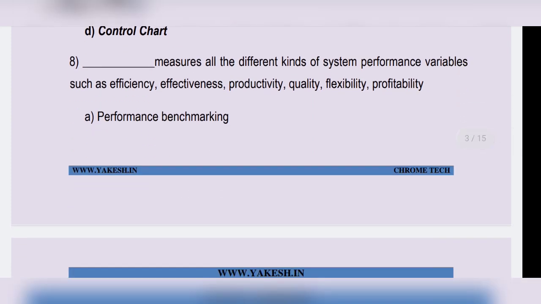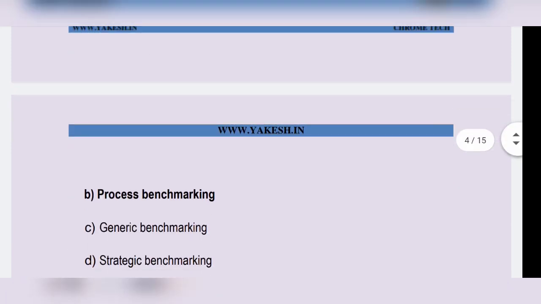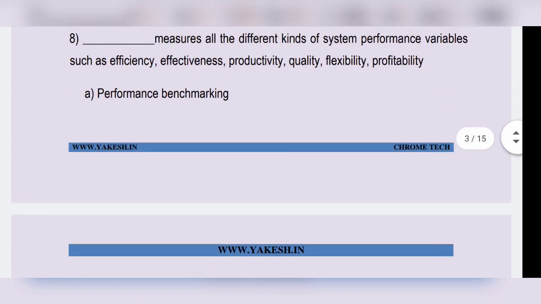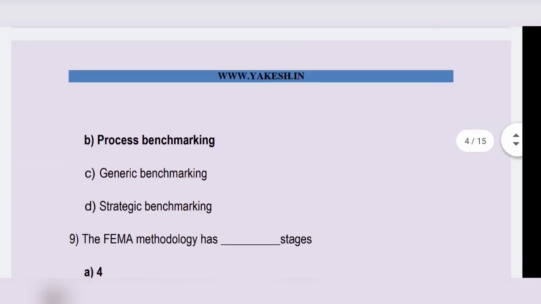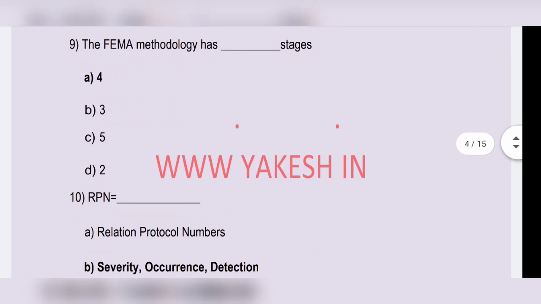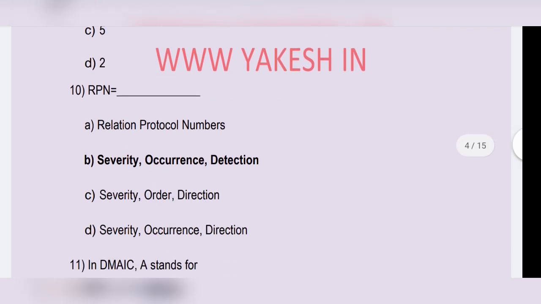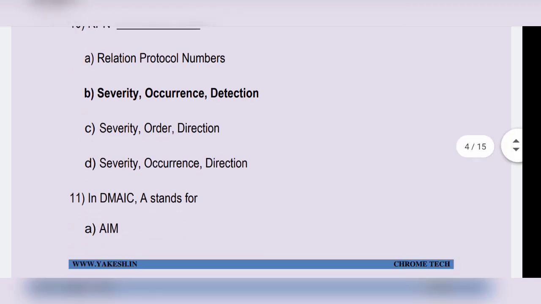Dash measures all different kinds of system performance variables such as efficiency, effectiveness, productivity, quality, flexibility, profitability. Option B, process benchmarking. Option B is the correct answer. The FMEA methodology has dash stages. Option A, four stages. FMEA methodology has 4 stages. RPN: severity, occurrence, detection. Option B is the correct answer.